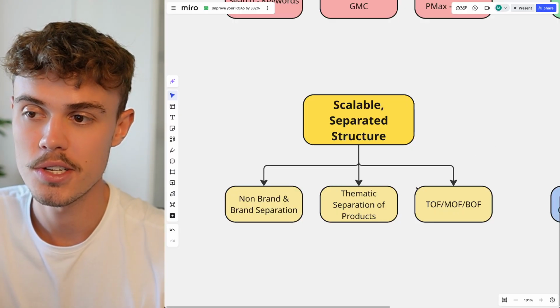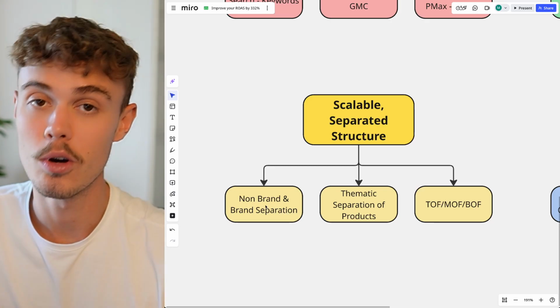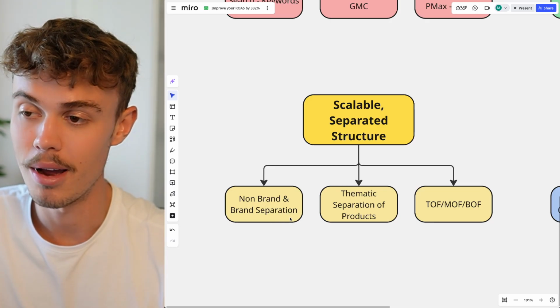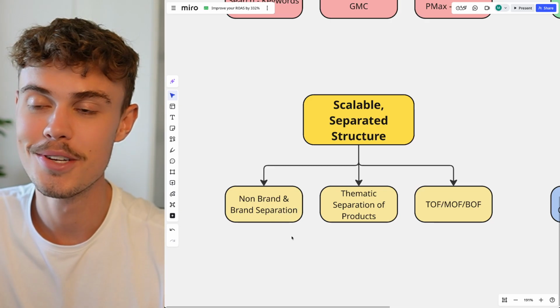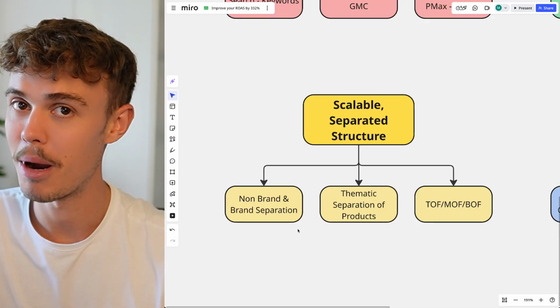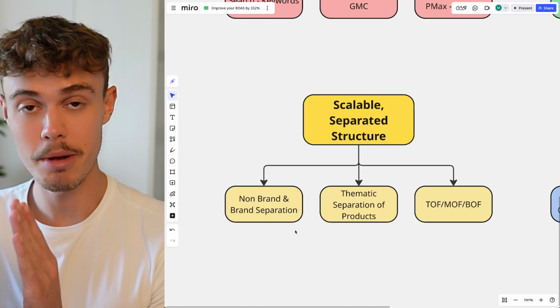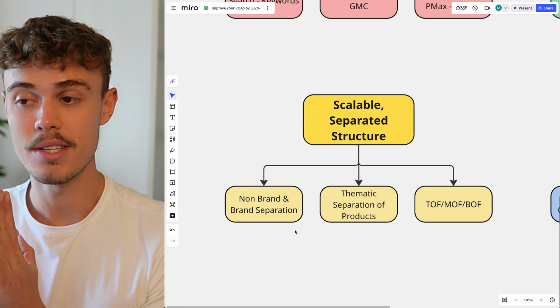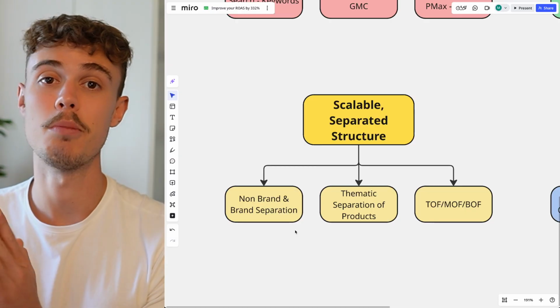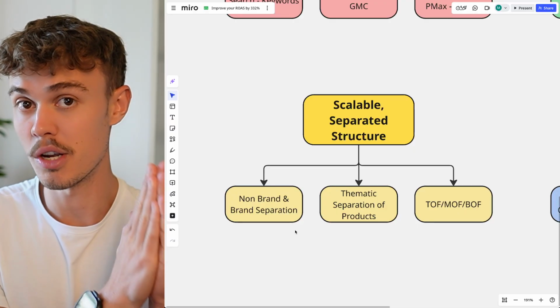So the first thing which most brands get wrong is non-brand and brand separation. I probably talk about this in every single video I create on YouTube, to be honest. There's so many accounts. Literally every single one I see doesn't do this right unless it's being run by a professional. This is making sure that you separate your new customer acquisition campaigns, so campaigns that show non-branded intent, so people not searching for your brand name, from your campaigns with people searching for your brand name.